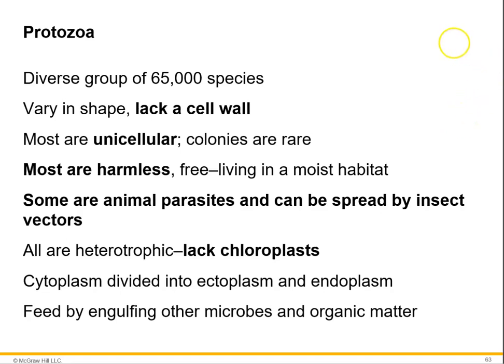All right, protozoa. This is a diverse group of organisms. They're all going to lack a cell wall. They're unicellular and mostly harmless. However, some protozoa are parasites that can be spread by insects. For example, the causative agent of malaria, which is Plasmodium. Okay, all protozoa are going to be heterotrophic, so they're going to acquire their nutrients from other organisms. They are not photosynthesizers. They lack chloroplasts.